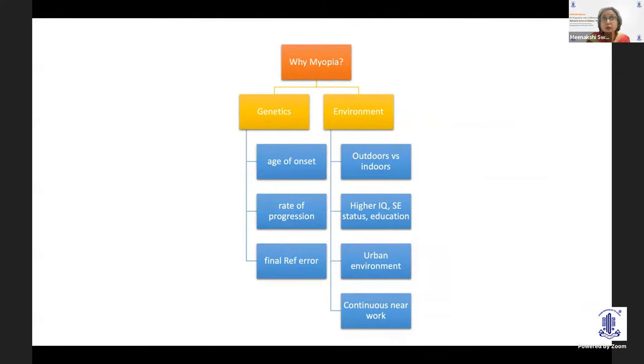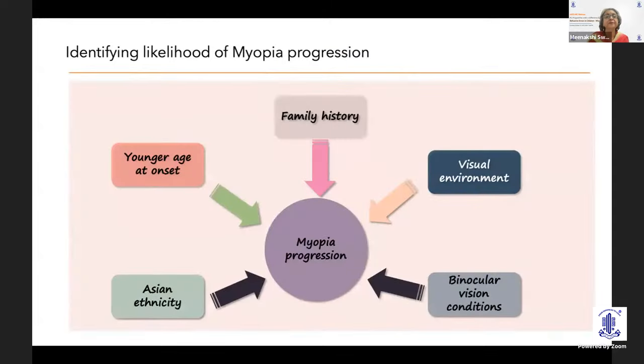And remember what all can go wrong if the myopia progresses, right? So, identifying the likelihood of myopia progression. You already know who's at risk for myopia, but who is going to progress? If you're of Asian ethnicity, and when I say Asian, I mean East Asian, because most of the studies have happened in Singapore, Taiwan, Hong Kong, China. Younger age at onset, strong family history. And I just talked to you about the visual environment. And finally, binocular vision conditions. And we'll talk about that in a second. All these determine whether a child will progress or not.